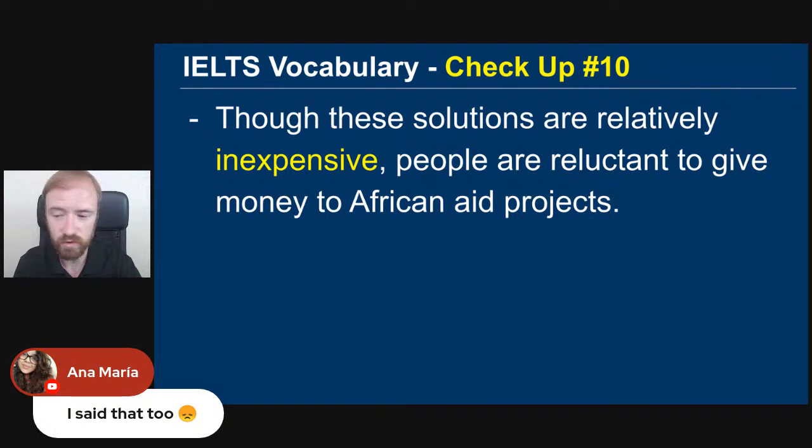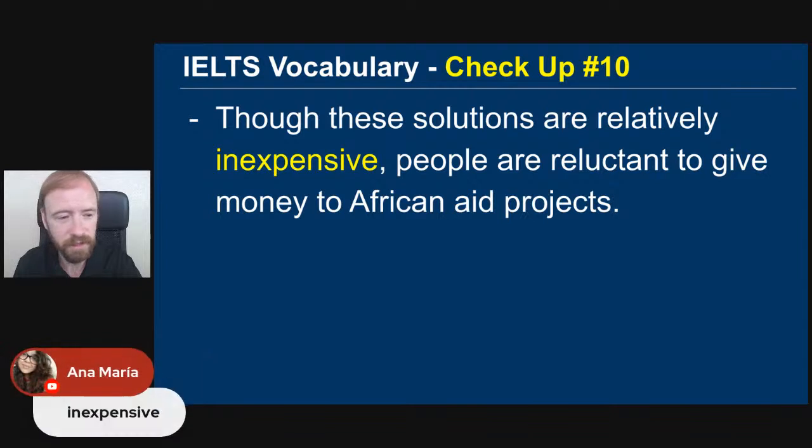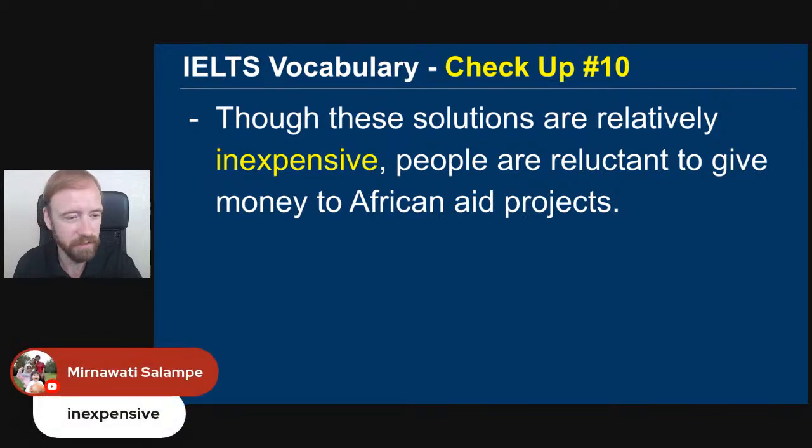Inexpensive. I said that too. You just copied Mernawati. Anna Maria, I seen you copying Mernawati everything tonight.